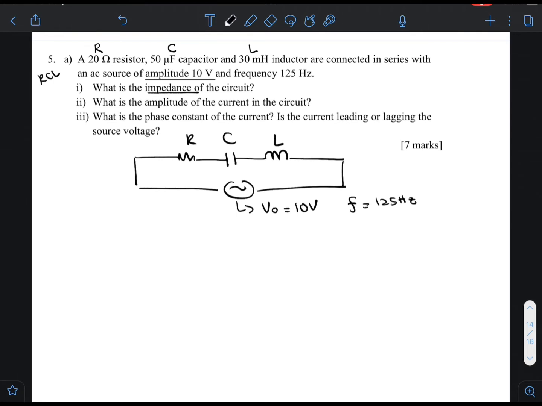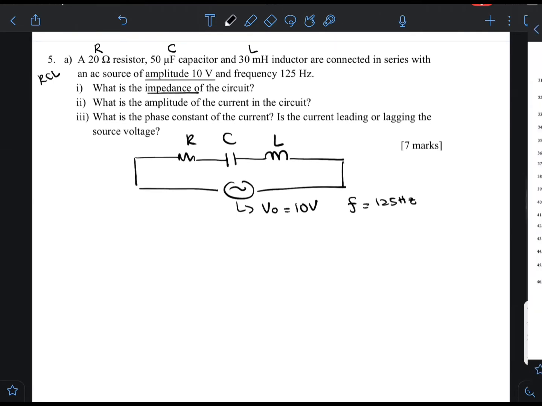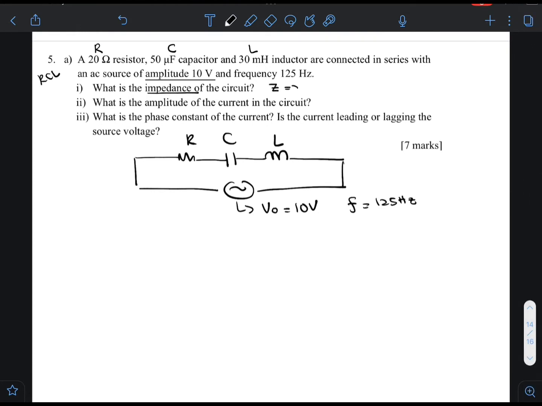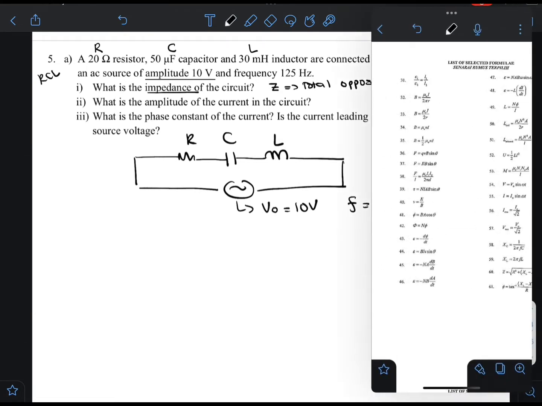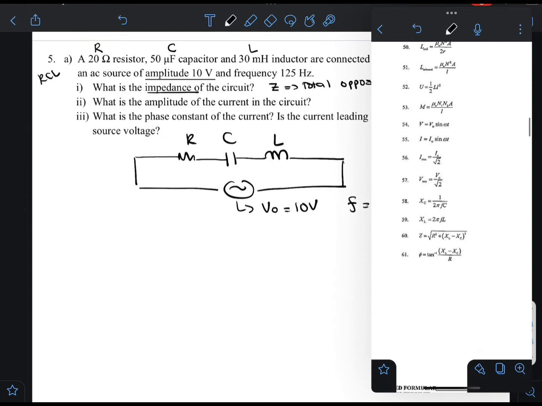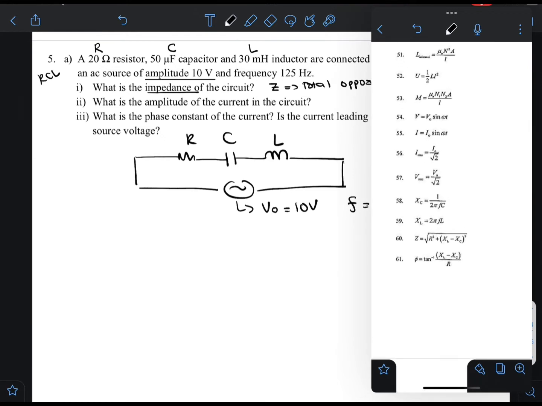Okay, so the first question here is to find the impedance of the circuit. Okay, apa maksud impedance dekat sini? Impedance represent the symbol Z and it is the total opposition of current. Alright, since our circuit here adalah circuit yang mempunyai resistor, capacitor and inductor, all these components are going to lead to the total opposition. Okay, so according to the list of the formula here, untuk cari impedance, we have here Z. This is our impedance.